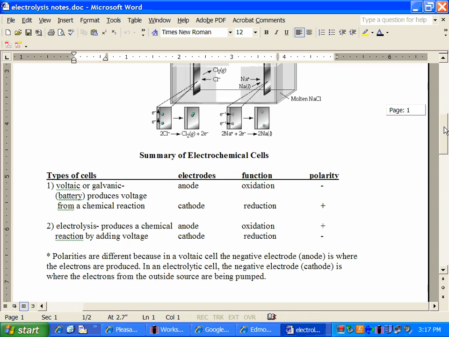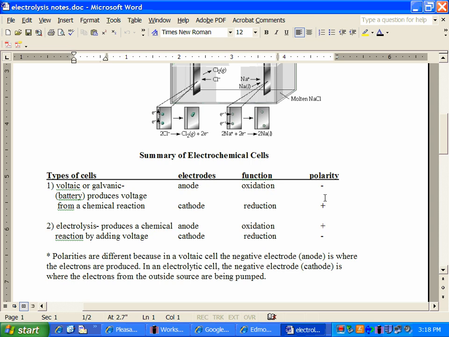So I have some comparisons between the two cells. What we've been studying so far is a voltaic or galvanic cell, which is also known as a battery. And it produces voltage from a chemical reaction. And we talked about the anode being the oxidation, the cathode being the reduction. We talked about the negative being the anode and the positive being the cathode. So that's what we did in lab, and that's what we studied up to this point.